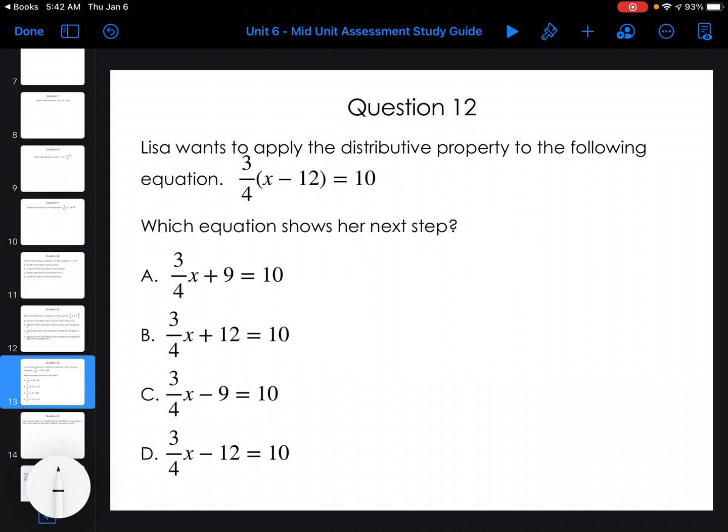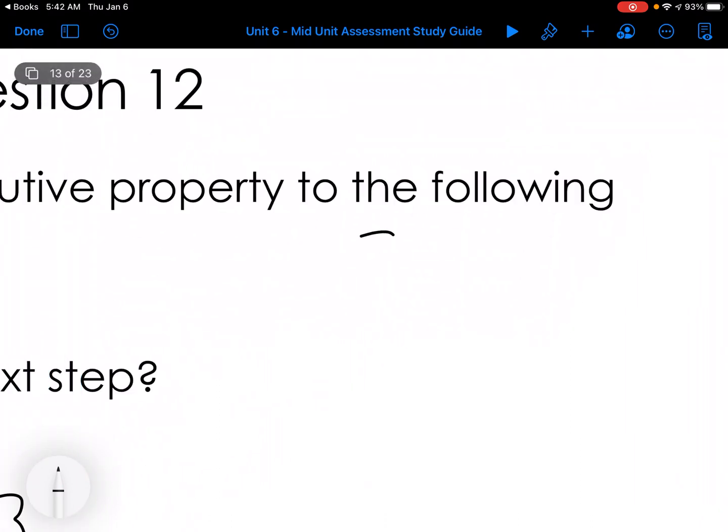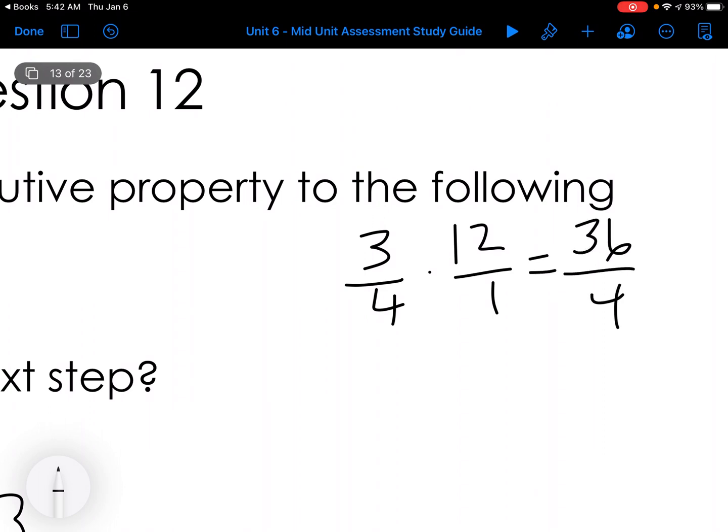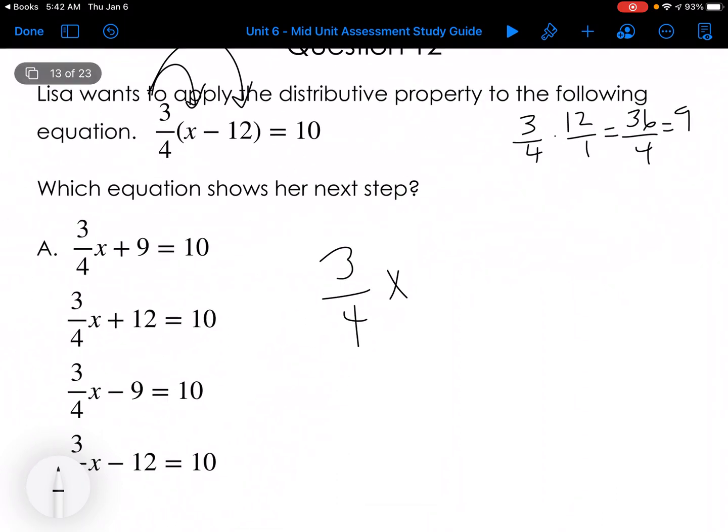For this one, they want to know what's the next step, so they want to use the distributive property. So I'm doing 3/4 times x, so I get 3/4 x, and then 3/4 times 12. 36 divided by 4, so that's going to be 9. And a positive times a negative is going to be a negative 9. And I don't do anything with the answer. So it equals 10. So if I look at my options, that's going to be C.